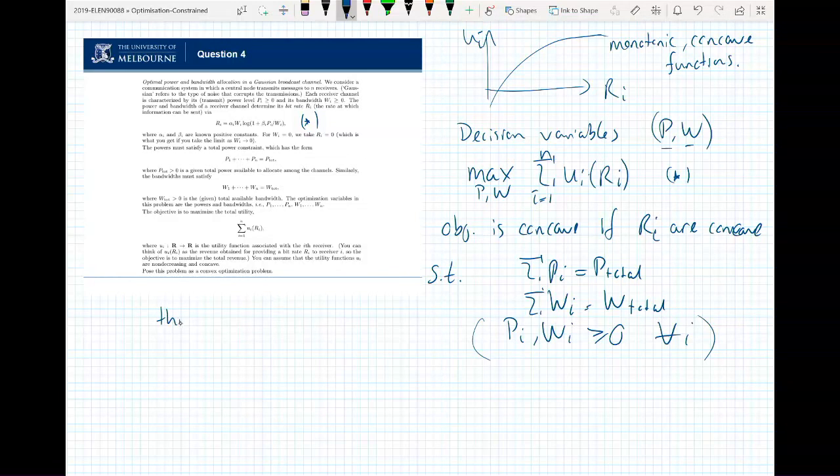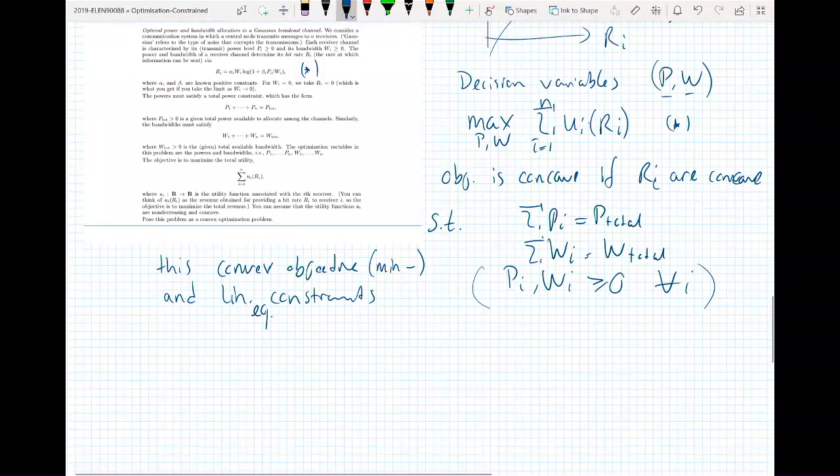So this is a convex objective, with the minus, right? And linear constraints. And these constraints are also linear. The inequalities are also linear. Linear equality constraints and linear inequality constraints.